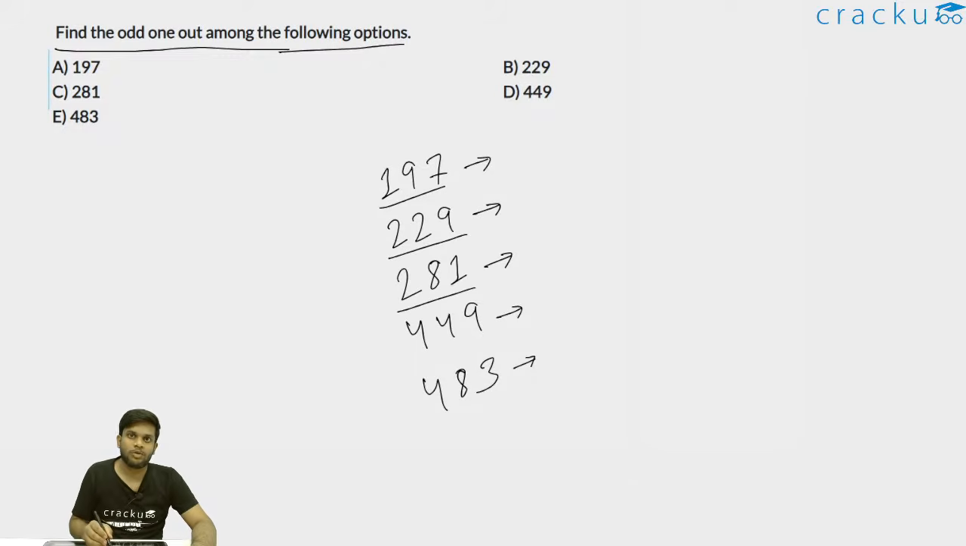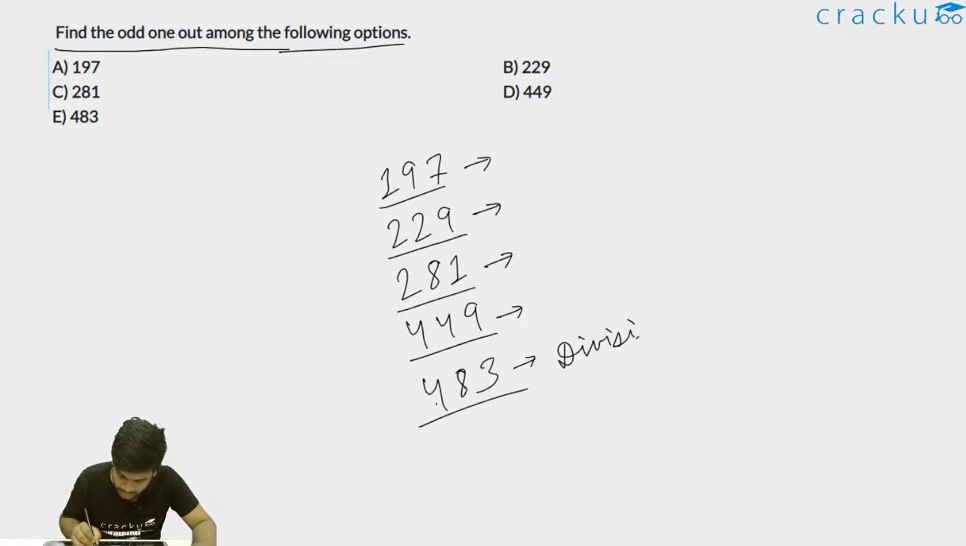281, 8 plus 2 plus 1 is 11, again not divisible by 3. 449, 4 plus 4, 8, 8 plus 9, 17, not divisible by 3. And 483. So 483 is 8 plus 4, 12, 12 plus 3 is 15. So it is divisible by 3.